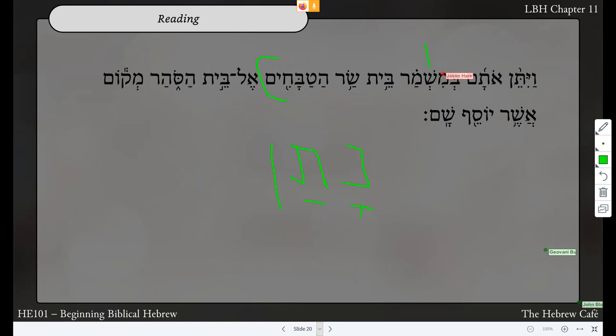Okay, so if we think of Mishmar as confinement, this is a construct phrase here. Mishmar beit sar hatabachim. First of all, the word natan doesn't mean just give, it also means put. So he put them in the guard of the house of the Tabachim, the house of the chief cook. It sounds kind of weird to imprison people in the cook's house, but apparently that's what he did. And then this is an appositive for that. It's called el beit hasohar, which is into the jail, the prison. He put them in confinement in the house of the chief cook in the prison.